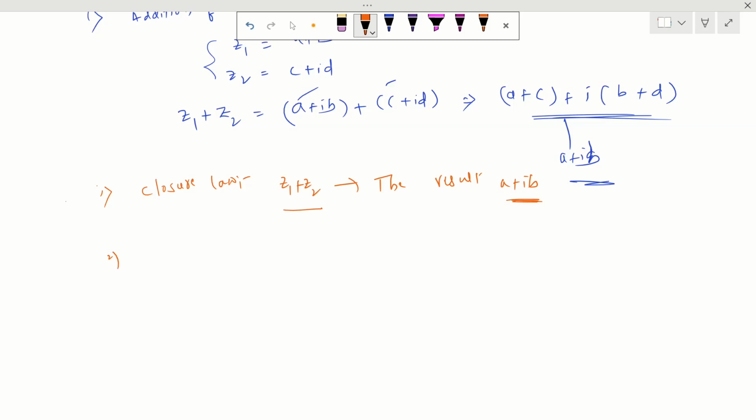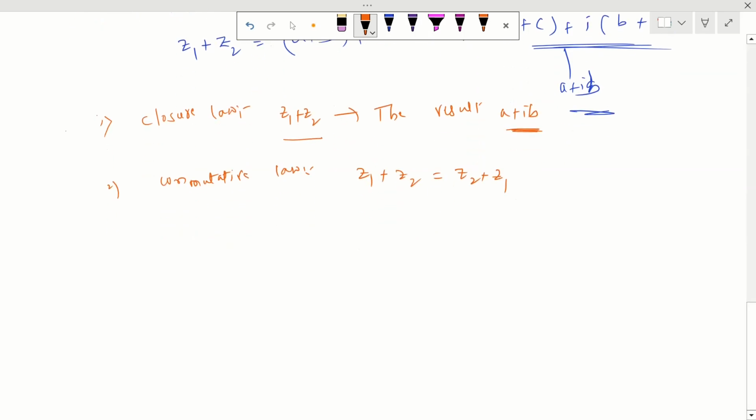And the second one under the addition of two complex numbers is the commutative law, right? So what is the meaning of commutative law? When we add z1 plus z2, this is equal to z2 plus z1. That is what is called the commutative law.